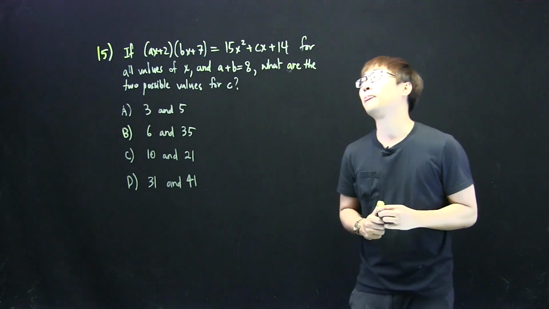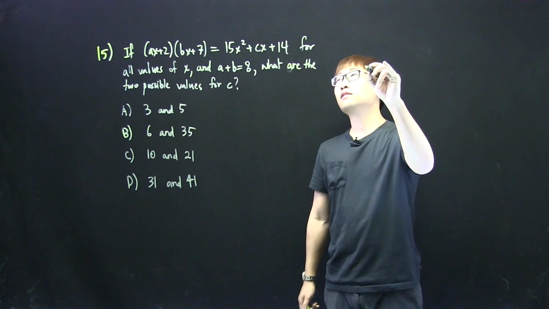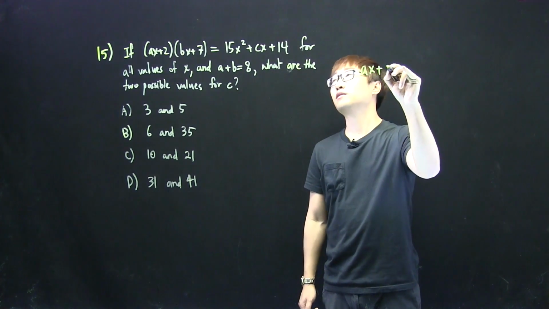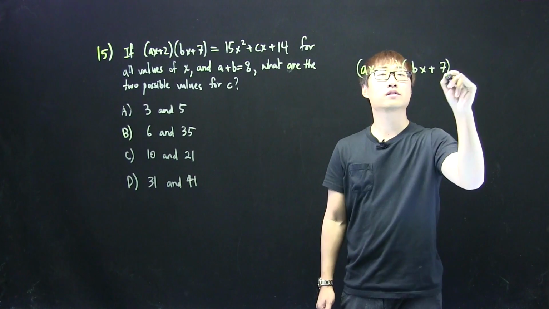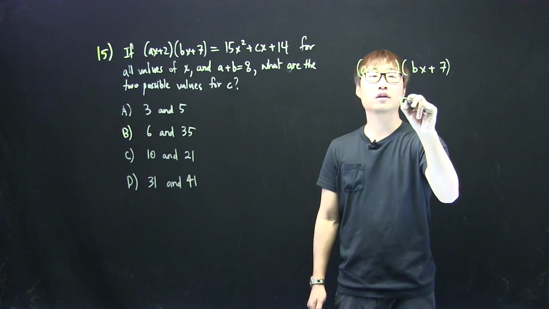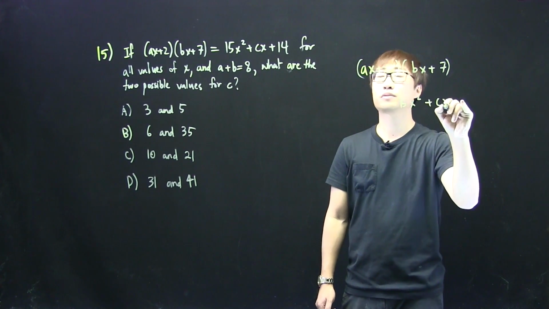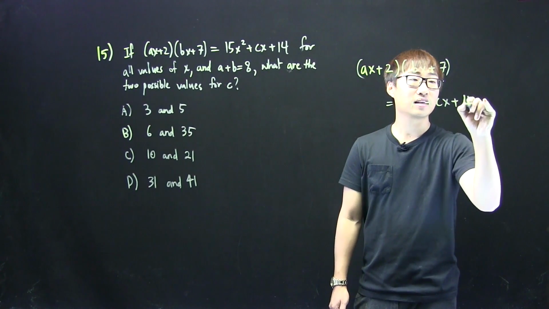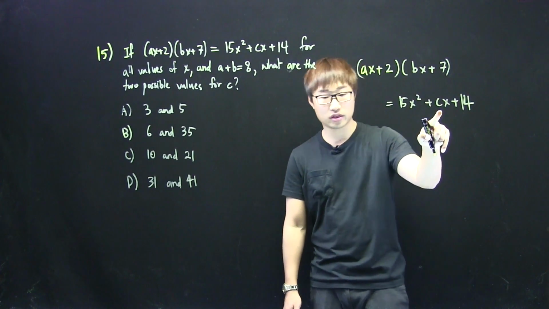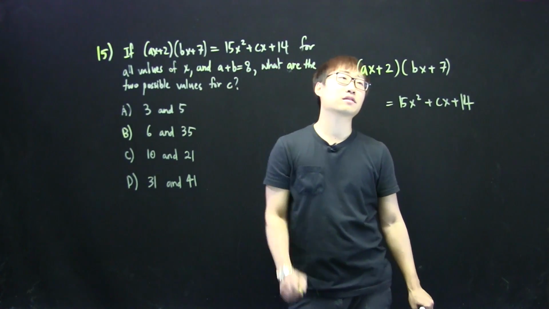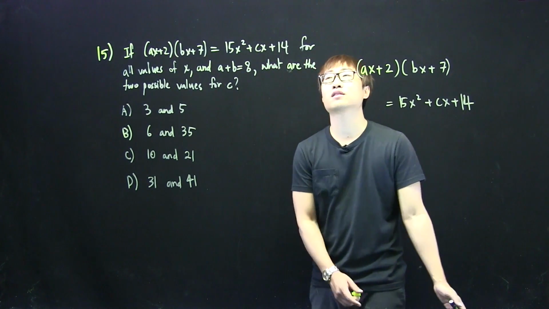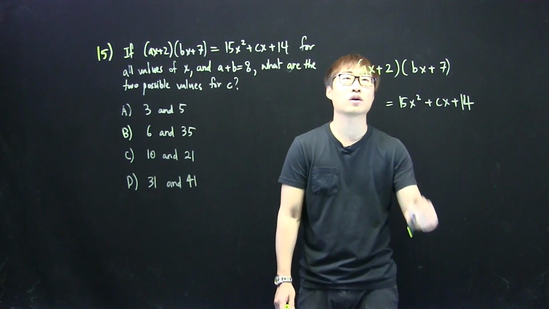So let's get started. So ax plus 2, times bx plus 7 is equal to 15x squared plus cx plus 14. So that c is the middle term right here with the x on it, right? And what do they say? A plus b is 8. So it could be like 6 and 2, 4 and 4, but what do I know for sure?